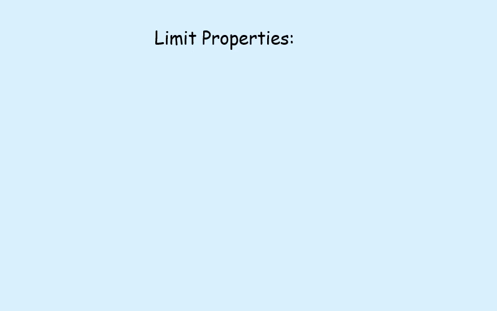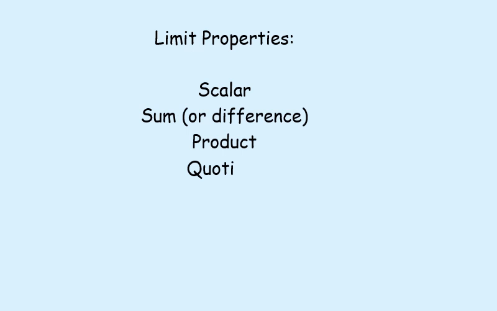Alright, limit properties. I'll make this video as quick as I can. So the limit properties are scalar, sum, product, quotient, and power. We're also going to look at one more called composite.